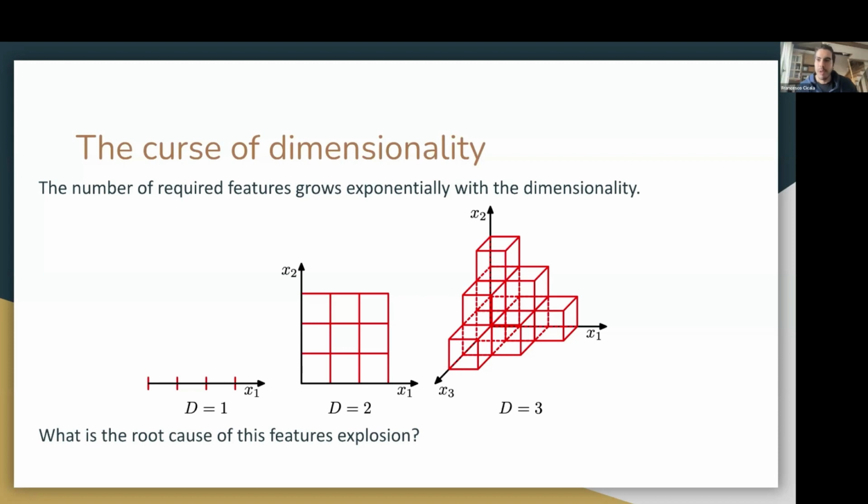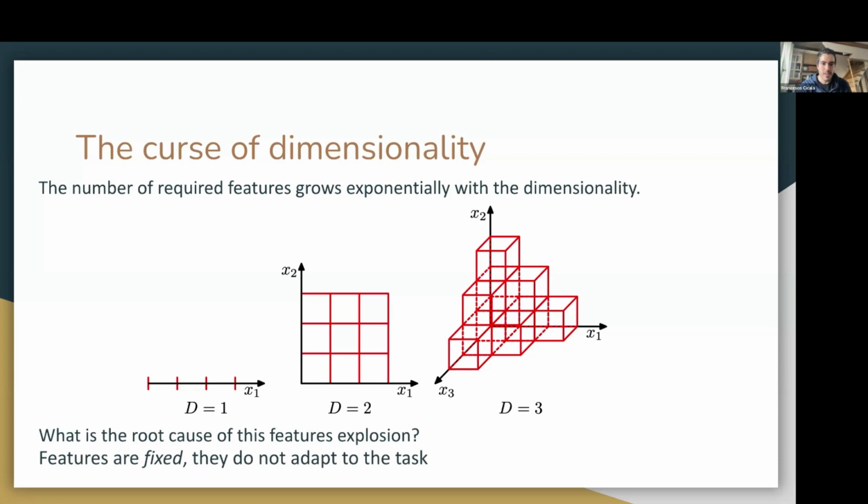Imagine just a very small picture of 100 times 100 pixels. Already this picture is described by 100 times 100 numbers, which is 10,000, right? And so this is an issue with this model.